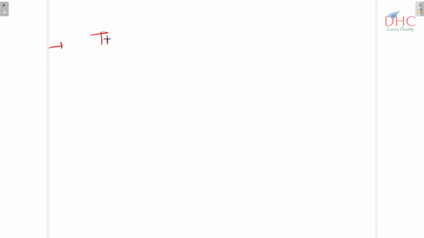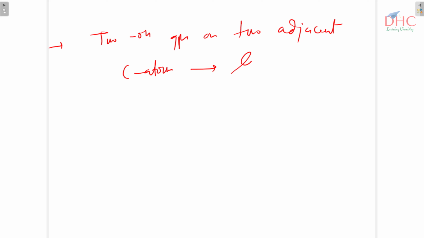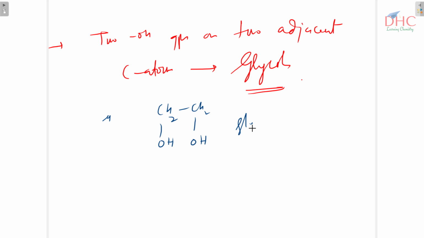So two OH groups on two adjacent carbon atoms. The compounds are called as glycols. For example, CH2 single bond CH2, OH and OH, they are stable compounds and they are called as glycol. Now how these are named as?